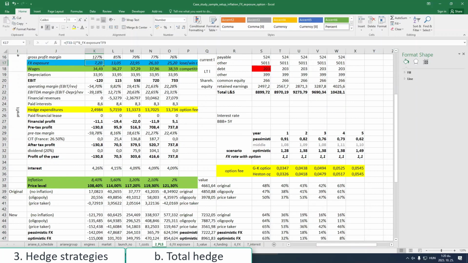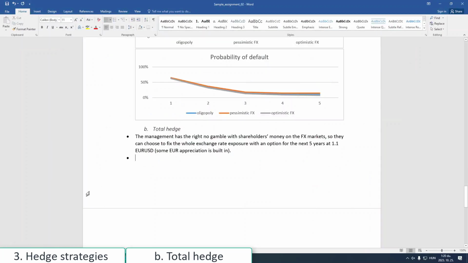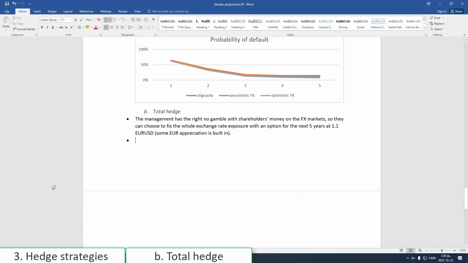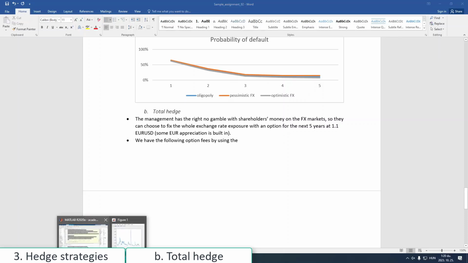Okay, so now we just have to finish the documentation within 10 minutes. So, total hedge. Okay. We have the following option fees by using the, no way I will write this one.